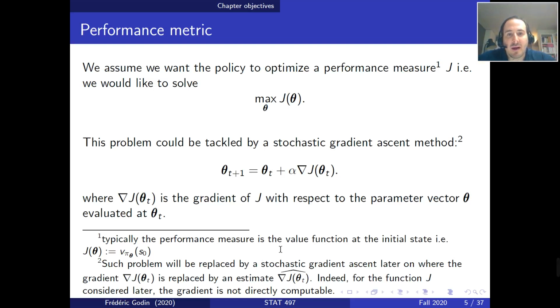So let's assume that we're trying to find the policy parameters theta so as to optimize a performance metric. Here the performance metric, or the objective function we're going to consider, is denoted by J. So we're trying to maximize over all possible values of theta the function J(theta). So what is J(theta)? Well, if we want to make a parallel with what we've done in previous chapters, J(theta) can typically be the value associated with a state s0. Let's say we start in a state s0 and we want to find the policy which maximizes the expected sum of discounted rewards if we start in state s0.